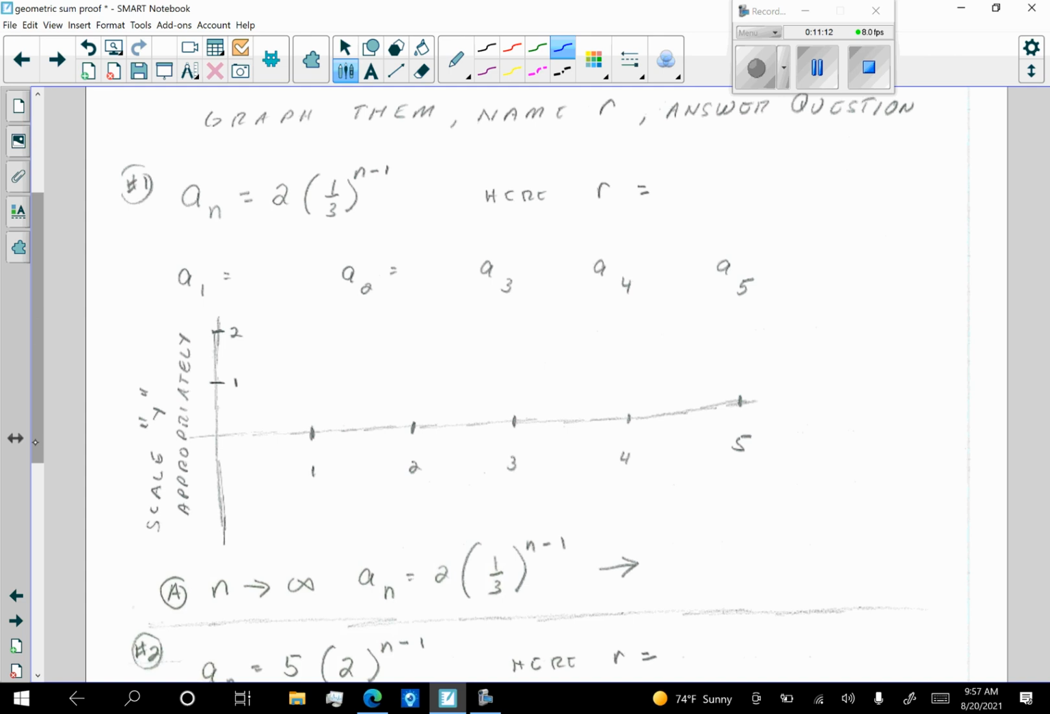Right off the bat, before you do that, I'm going to ask Harrison, look at that equation and tell me what R is. R is 1/3. Thank you. Okay, I'm going to give you a moment. I'm going to pause the video, give you a moment to find the first 5 terms.